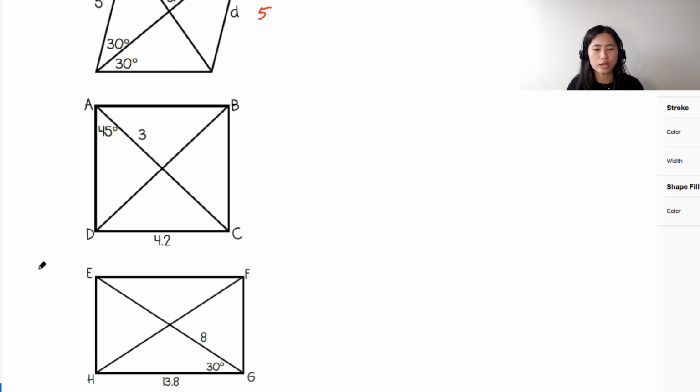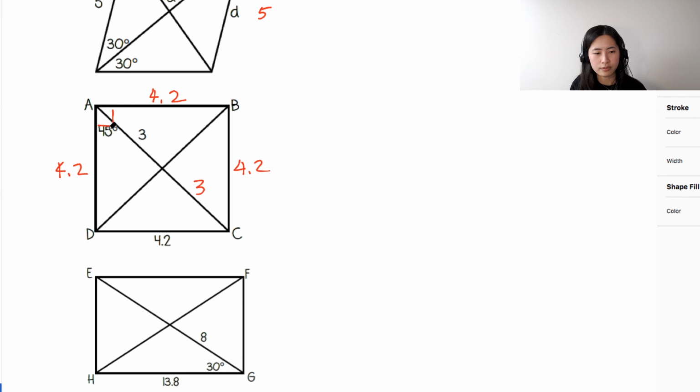So if you have 4.2 here, I know that they're not really asking what this is, but basically this is also 4.2, and so is this. This is also 4.2. So this is a 4.2 as well. And if you have 3 here, that means this is 3, right? And what else? This is 45 degrees, and this is a right angle.